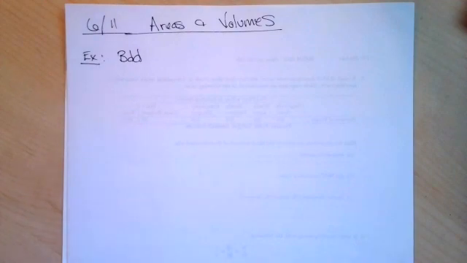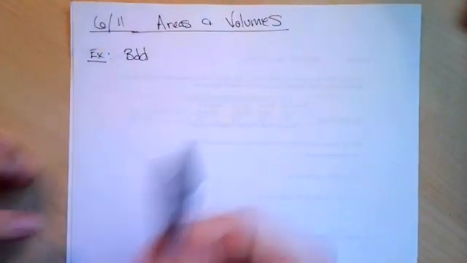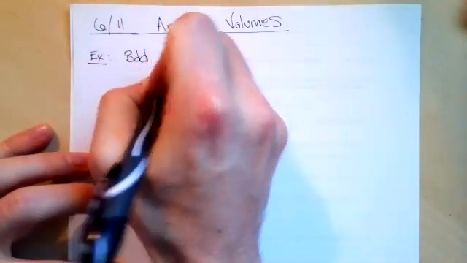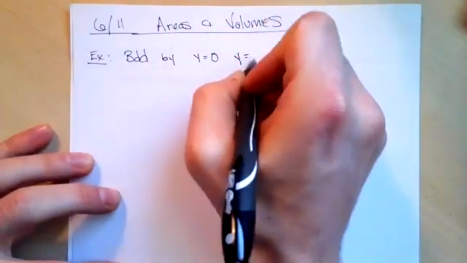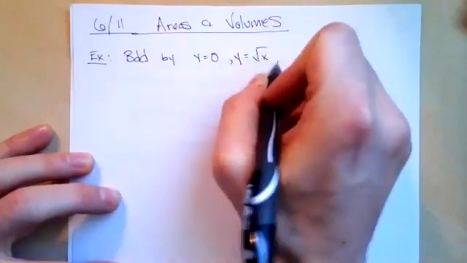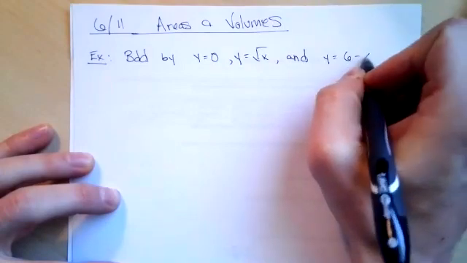We saw just two examples yesterday of areas, where we wanted to do one integrated with respect to dx, the other one integrated with respect to dy. So I wanted to do a couple more examples to see the types of things that might come up. Our first example: we want the area bounded by the x-axis, so y equals 0, y equals square root of x, and y equals 6 minus x.